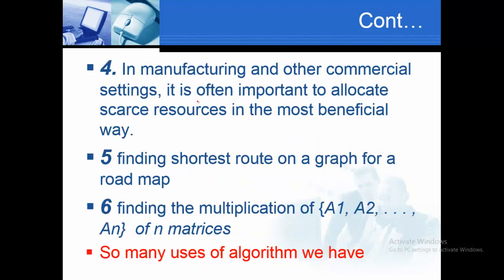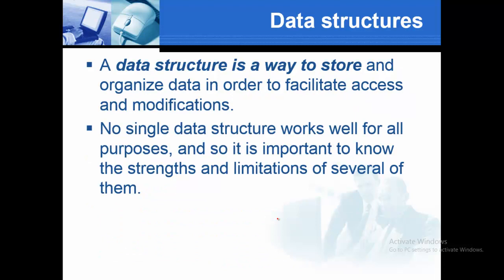Move on. In manufacturing and other commercial settings, it is often important to allocate scarce resources in the most beneficial way. Examples include finding the shortest route on a graph or a roadmap, and finding the multiplication of n matrices. So many uses of algorithms are here. I recommend the book, go and watch it.